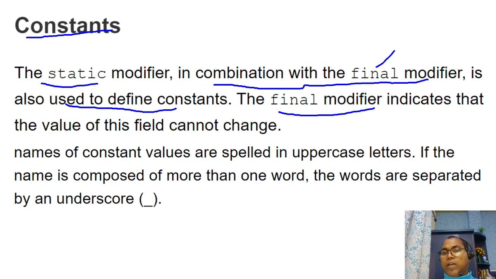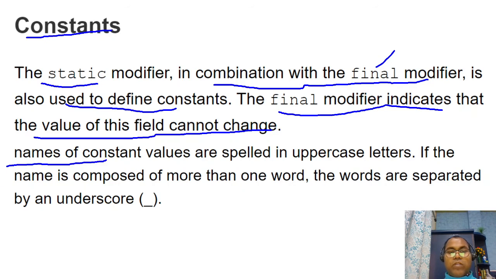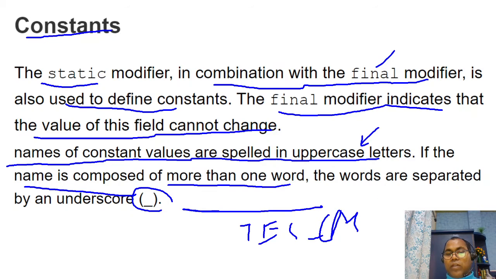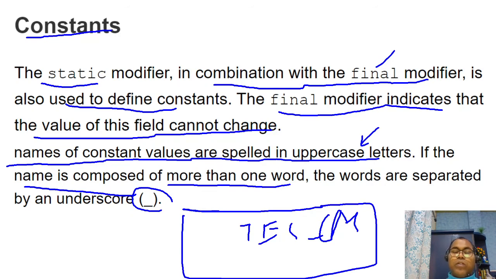The final modifier indicates that the value of this field cannot be changed. The names of constant values are spelled with uppercase generally. Whenever you write a constant, use uppercase letters, and if the name is composed of more than one word, you can use an underscore as a separator, like test underscore case. So this is the way to write your constant variable name.